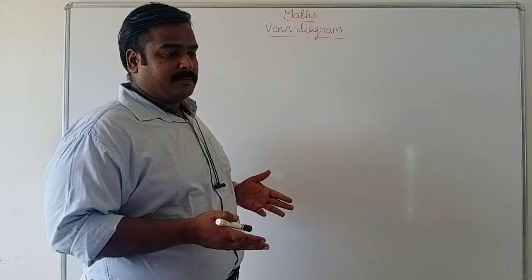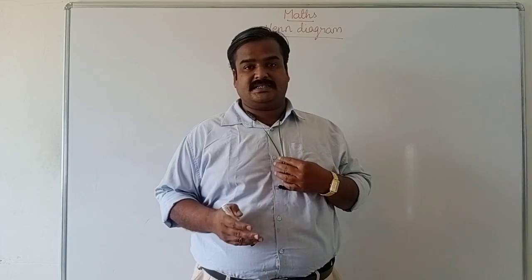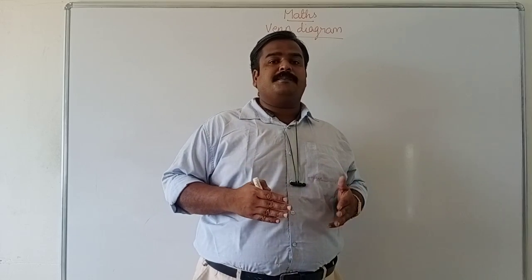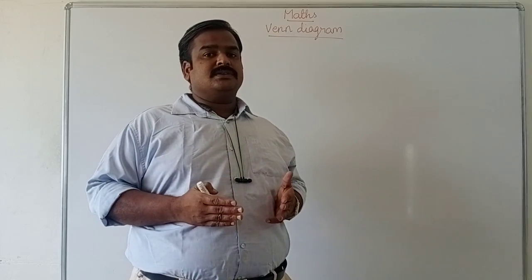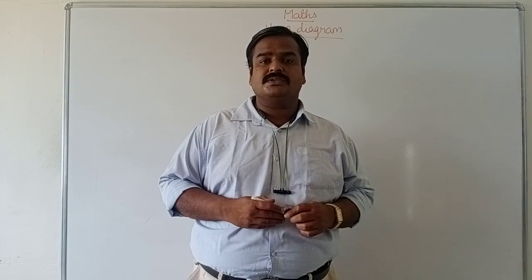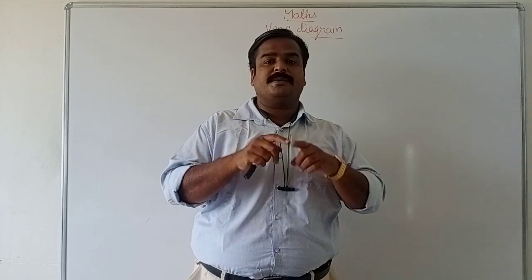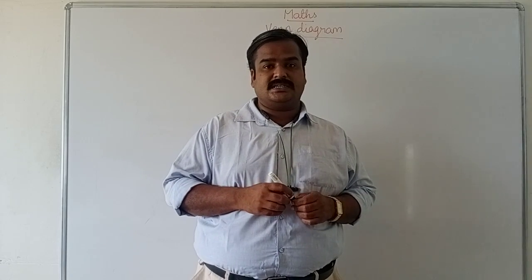So, what is a Venn diagram? A Venn diagram is nothing but a diagrammatic representation of sets. You can represent sets using diagrams, and that is what is called a Venn diagram. Generally, we use circles for sets and a rectangular box for the universal set.